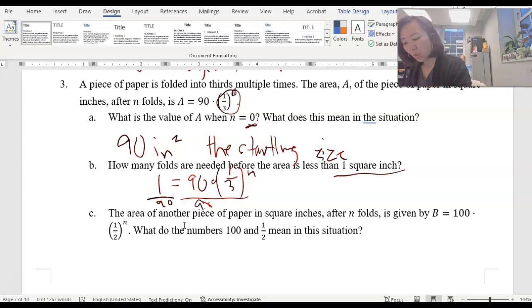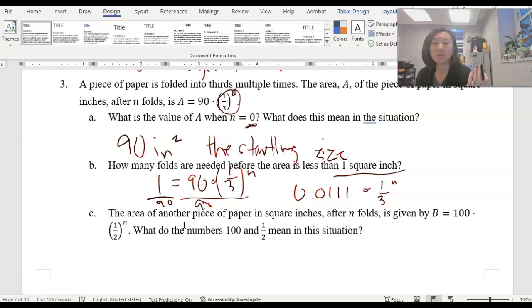And so 1 divided by 90 is a pretty small number. It's 0.0111111, which equals 1/3 to the n. So we want to figure out how many times it will take me to multiply 1/3 by itself to get that. So if it's just putting in your calculator 1 divided by 3, which is going to give you 0.33333333, you should start to recognize these common fractions as decimals.